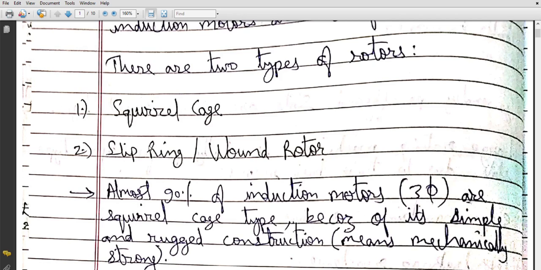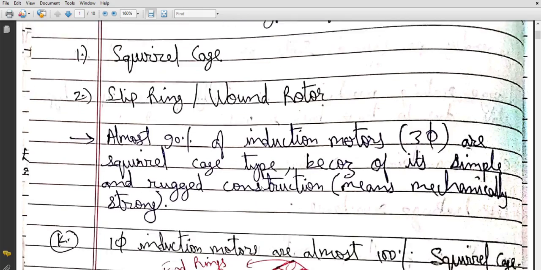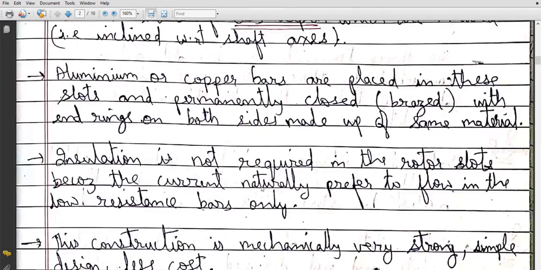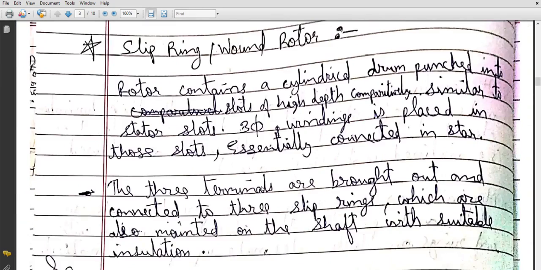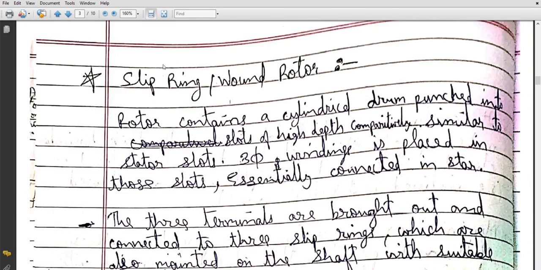But initially I'll start with the slip ring type, then I'll cover the squirrel cage type. We'll start with the slip ring or wound rotor type of induction motor. So I'll directly go to the slip ring type. See this one, slip ring wound rotor type of induction motor.